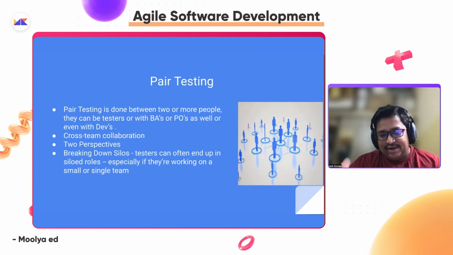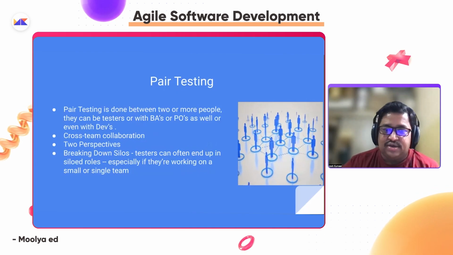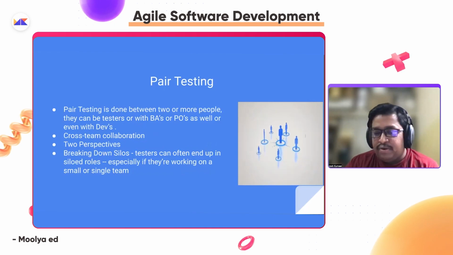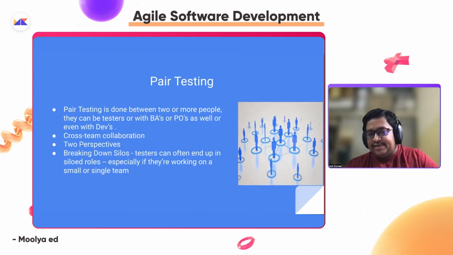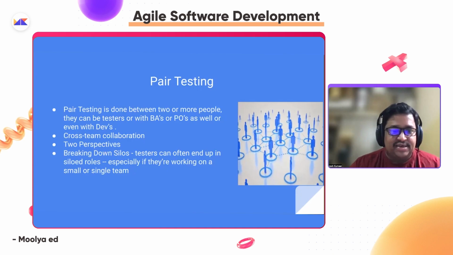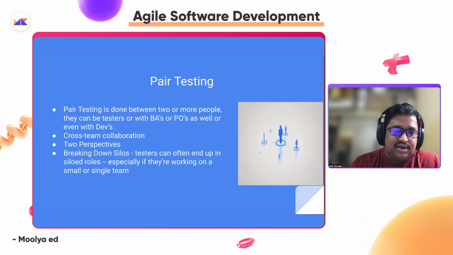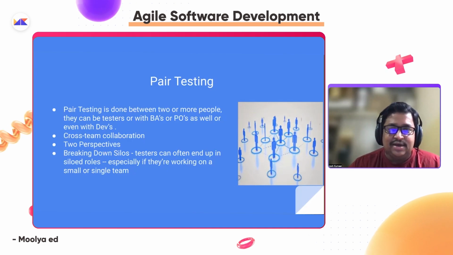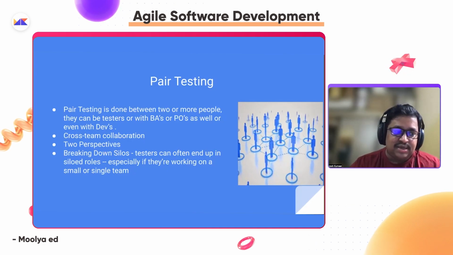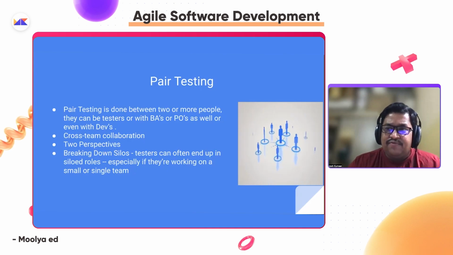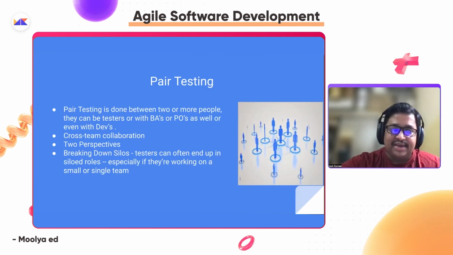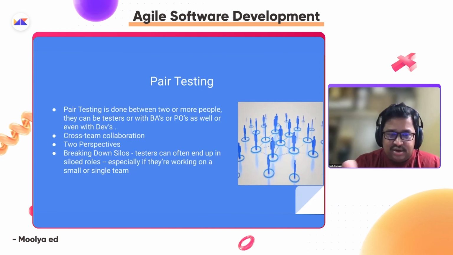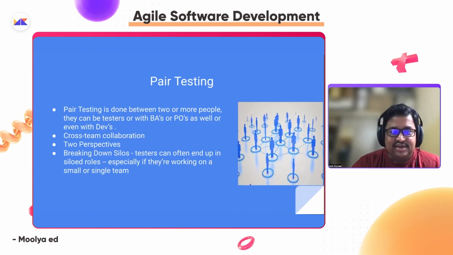As the name states, it is testing together with one other person, or two or more people, you can say. They can be testers, they can be product owners or BAs, or they can even be developers as well. It doesn't matter, because what we are trying to achieve here is getting a different perspective from a different person. Because if a tester is coming from a different module or a different part of the application, they may look at our part of the application with a different perspective.